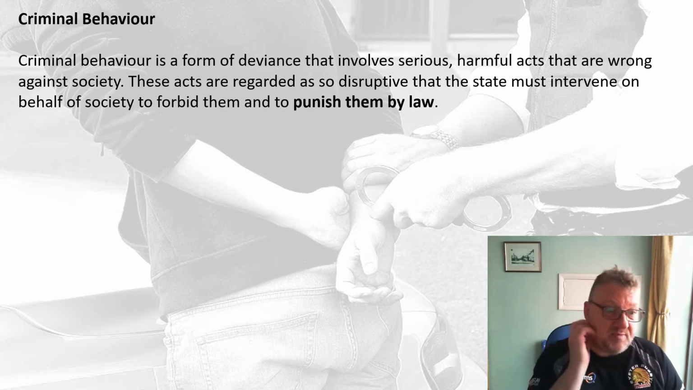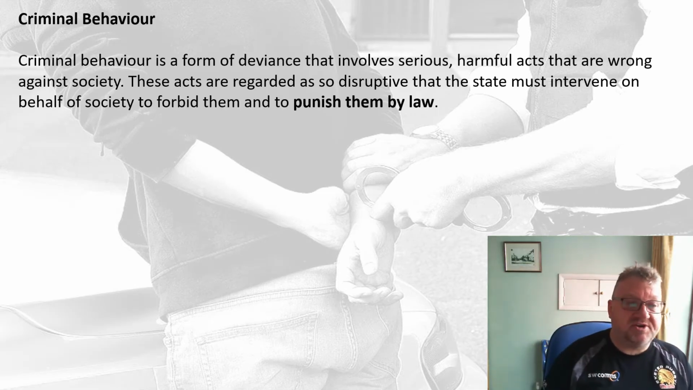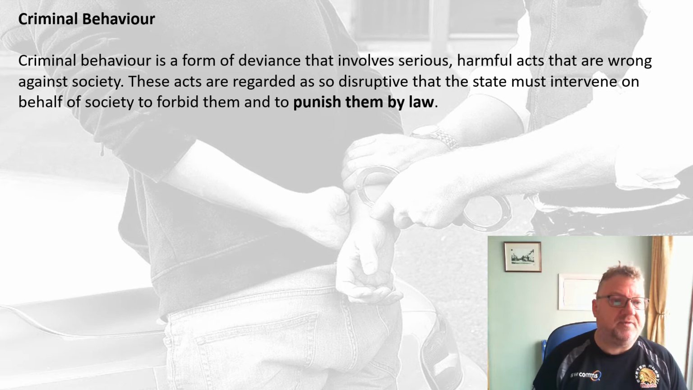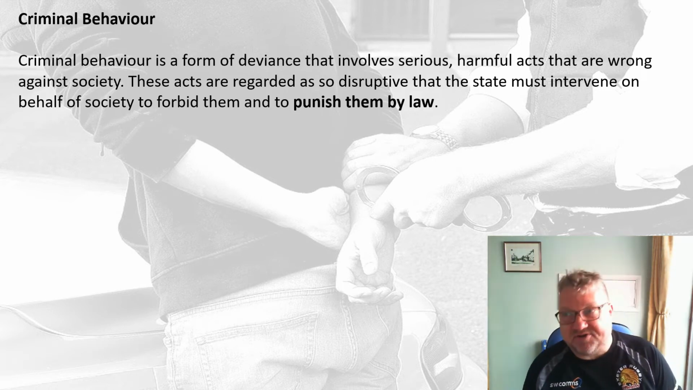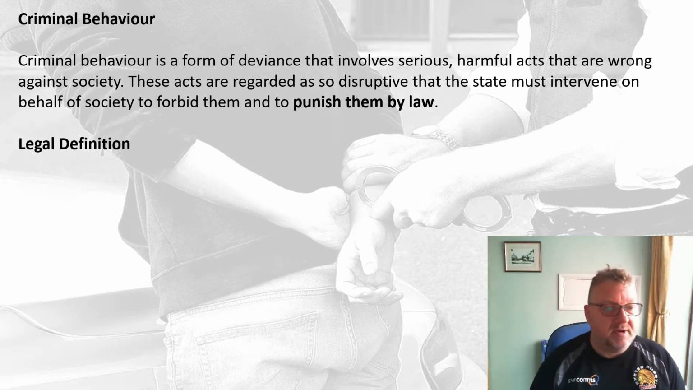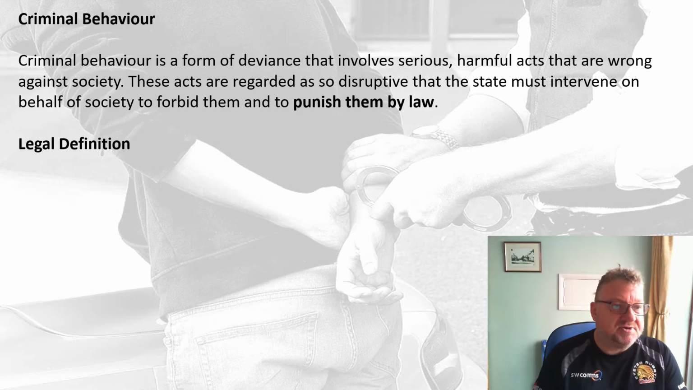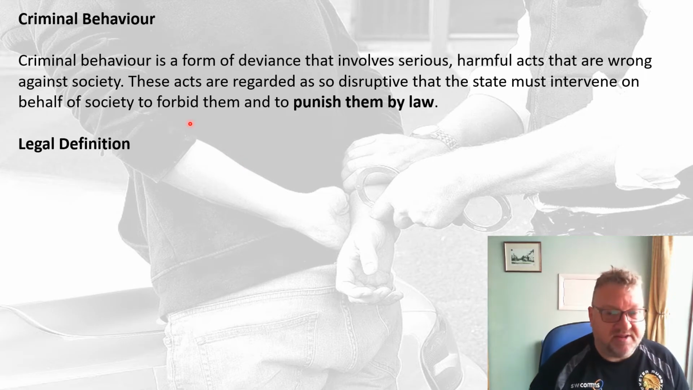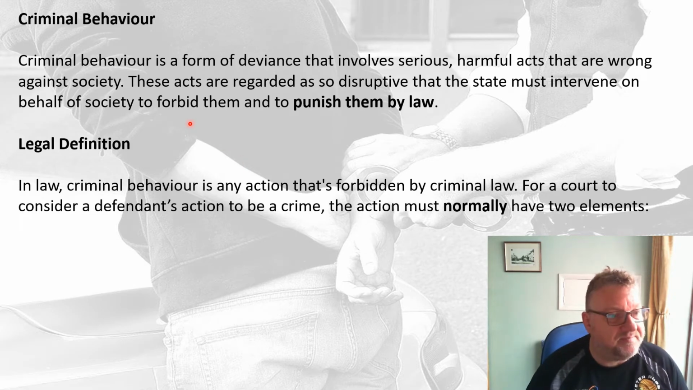Now, when we come down to criminal behaviour, remember that all criminal behaviour is by definition deviant, but criminal behaviour is a more serious form of deviance. That involves serious, harmful acts that are wrong against society. And they're deemed to be so disruptive that the state intervenes and forbids them and punishes them by law. Now, we're going to go through the legal definition of what a crime is. So if you want to get the real top marks, get these nice Latin terms in.